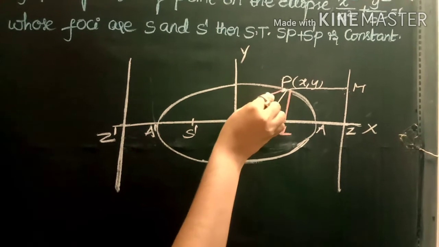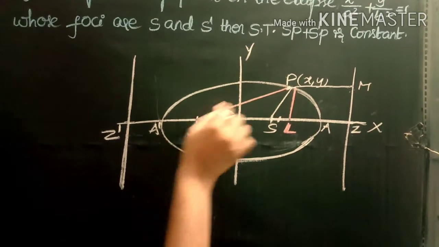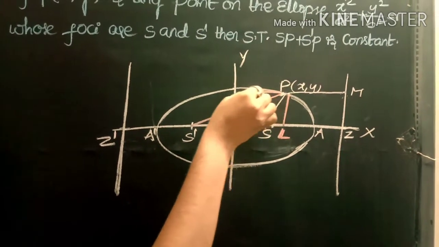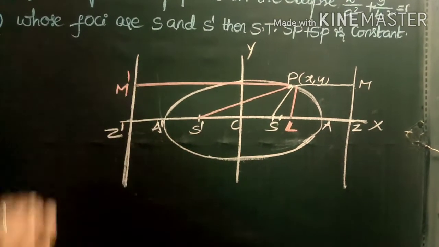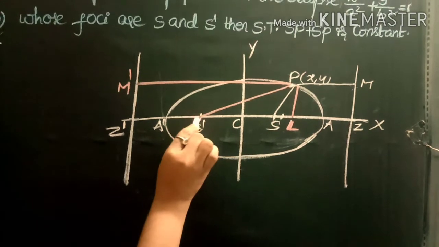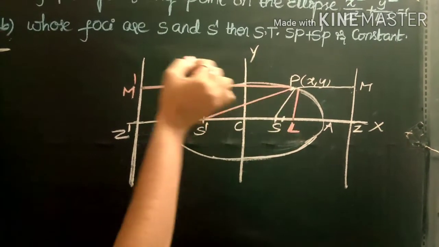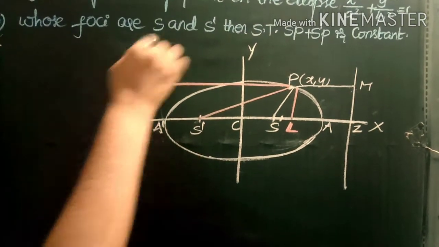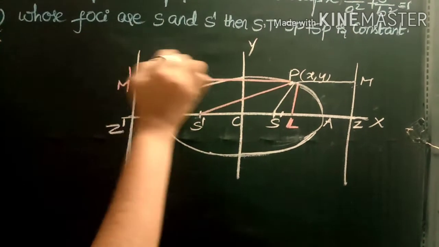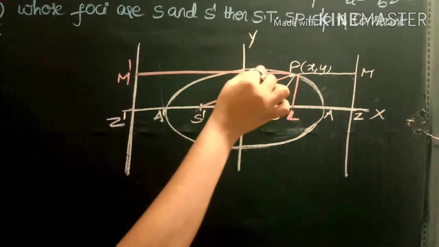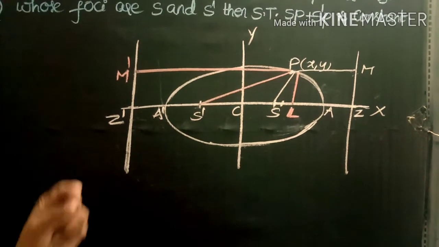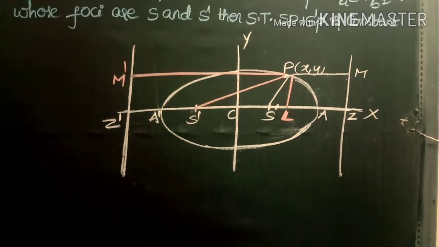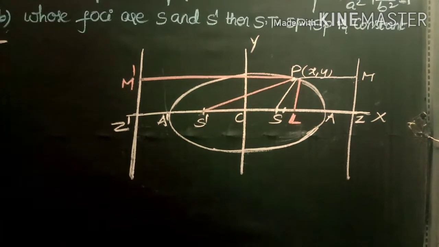First we are joining the points S dash and P. This is the line, and we are drawing one perpendicular from P to the second directrix, and we take this point as M dash. By applying the definition of the ellipse we get S dash P by PM dash is equals to e, and the value of PM dash is nothing but LZ dash, since these two lines are equal. So by using those conditions we can find the value of SP and S dash P. Now this is the diagram. So first we are writing the given data.